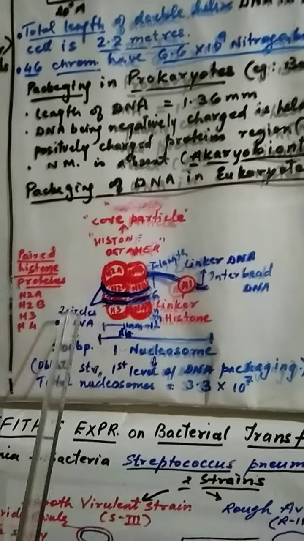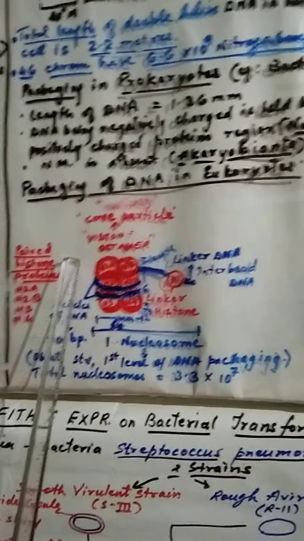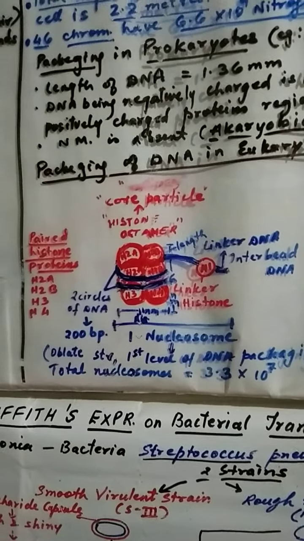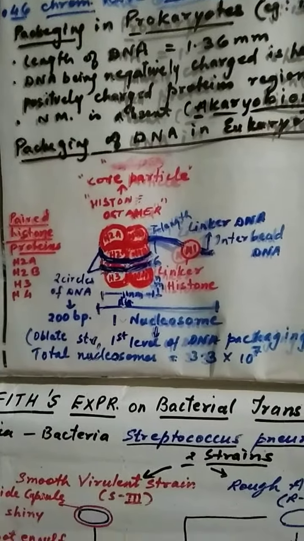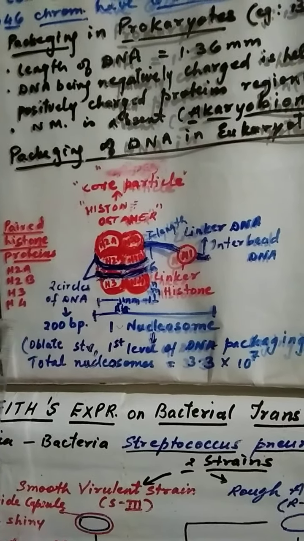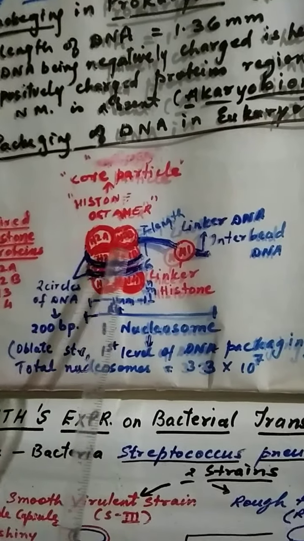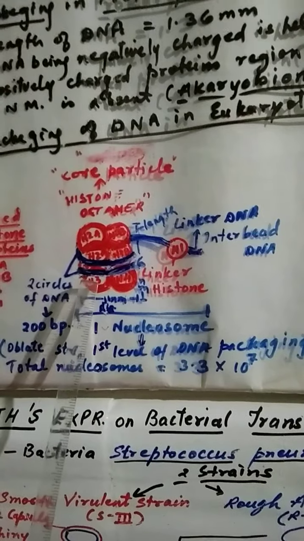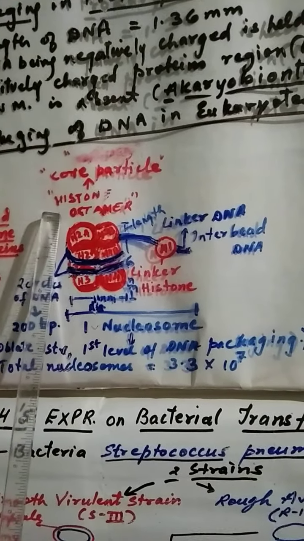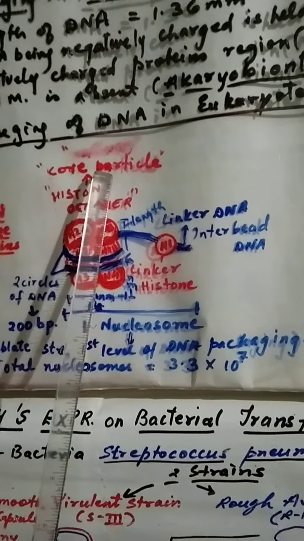This is one nucleosome. What is it made up of? It is made up of paired histone proteins H2A, H2B, H3 and H4. If you pair them, they become 8. So these are 8 histone proteins, 4 on the top and 4 below. This particular structure is known as the histone octamer, or we can say it is a core particle.